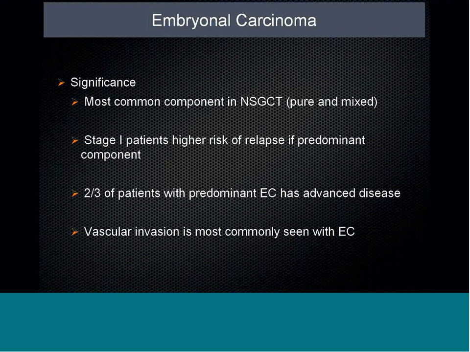The significance of us trying to find embryonal carcinoma under the microscope: first of all, it's the most common component of non-seminomatous germ cell tumors. And stage 1 patients, again, have risk of relapse if the tumor has a predominant embryonal carcinoma component. For a pathologist, it's important to record the percentage of embryonal carcinoma present in the orchiectomy specimen. Approximately two-thirds of patients with a predominant embryonal carcinoma will present with advanced disease. And again, presence of vascular invasion is usually more commonly seen in embryonal carcinoma, which is a parameter of upstaging tumor on TNM.